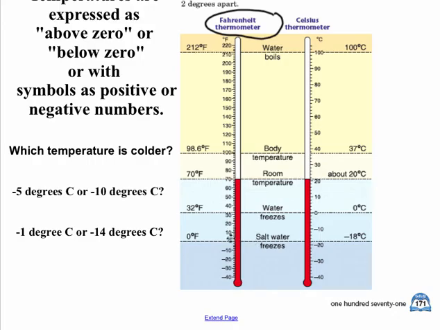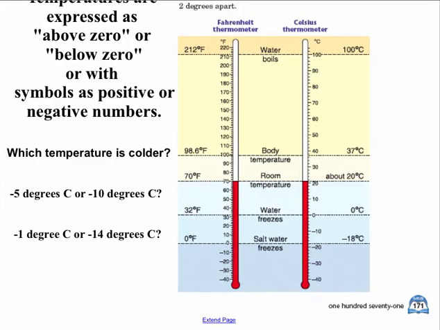So we know the positive numbers are warmer. If you go way, way, way high, you get really, really hot. And if you go below 0, they get really, really cold. Now, you can think of your thermometer just like the number line.